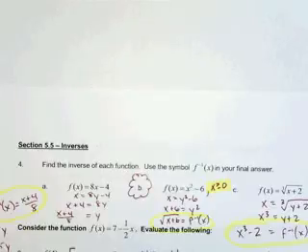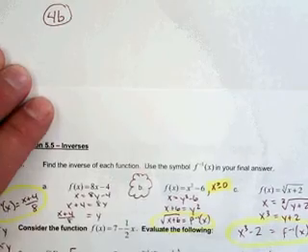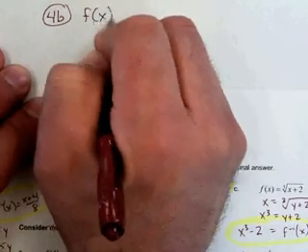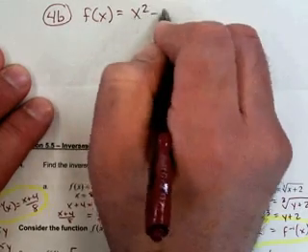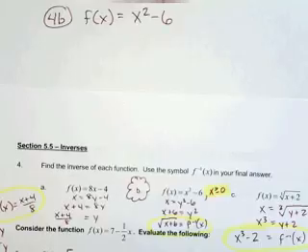Okay, now I'm going to work on number 4b from the review. And they want us to find the inverse of this function, f of x equals x squared minus 6. They don't give a domain restriction to this problem, so you have to take it upon yourself to do it.